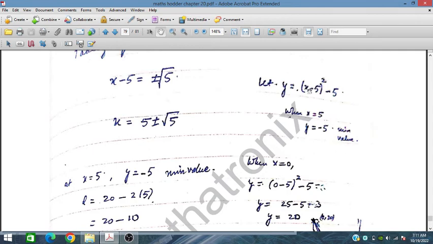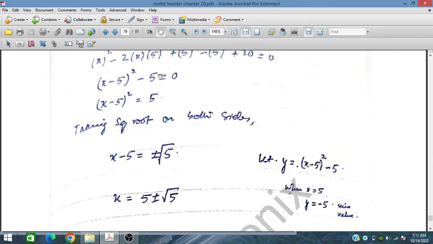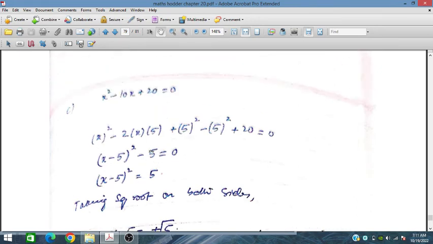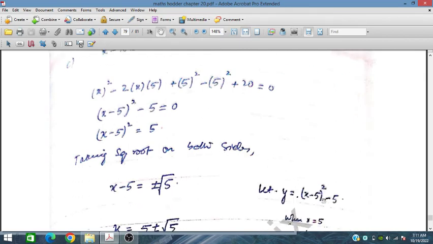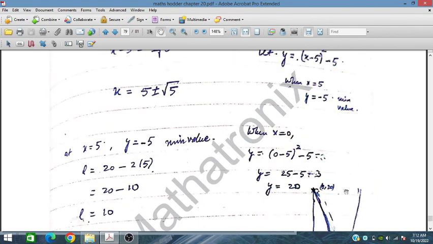So we'll place x in this formula. So this one is equal to this. Let's suppose this one is equal to y. So if this is y, then if we place x is equal to 5, then y becomes minus 5. This is the minimum value.